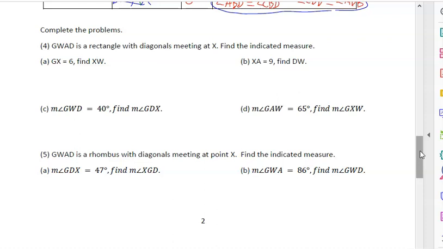If your table doesn't make sense, go back and click on the link or the toggle switch to turn on the diagonals so you can look at what happens to the lengths of the diagonals, especially when they intersect at a point. And you know that GX is 6, then what's true about XW? So I recommend you keep the sketches open and refer back to those.